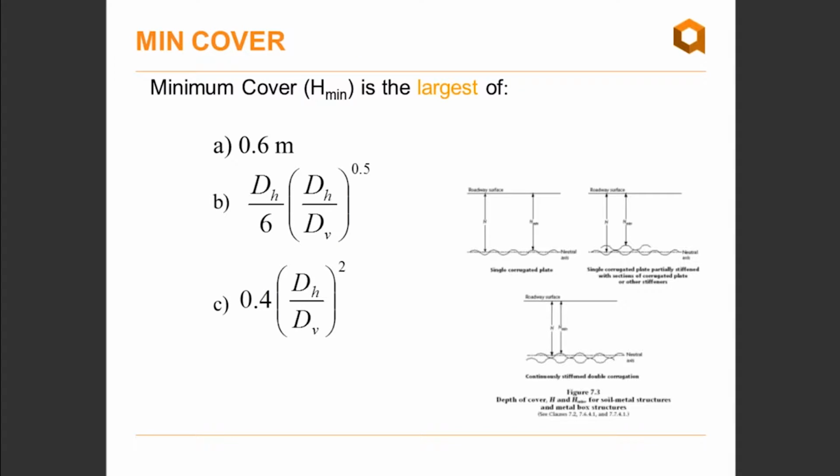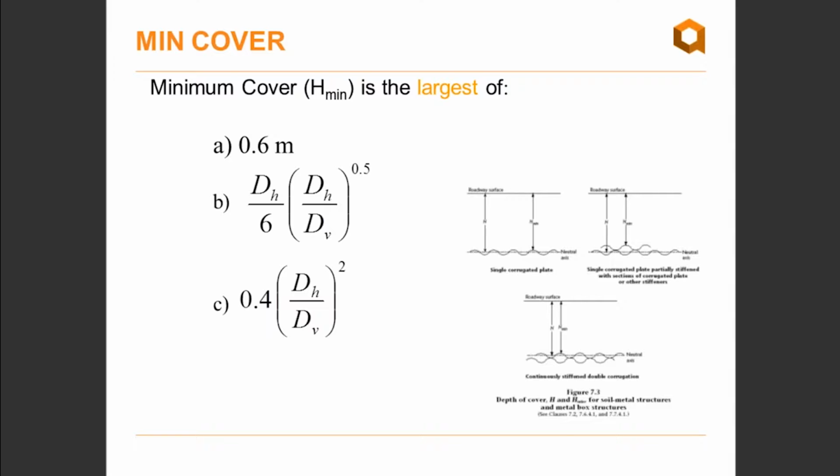So the very first step in the design process is basically to determine the minimum cover on the structure. And here the minimum cover is measured to the uppermost corrugation crest of the section, as you can see on the diagram. So whether it's a single corrugated plate that's being designed or a double shell, that's when you're designing with reinforcing ribs, it will still be measured to the uppermost corrugation crest.